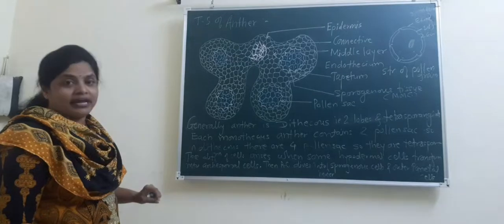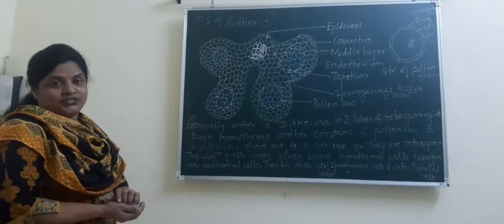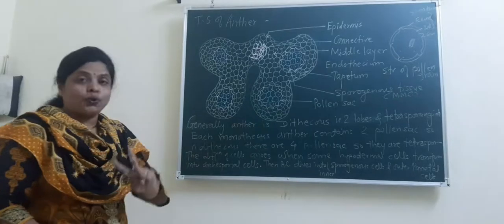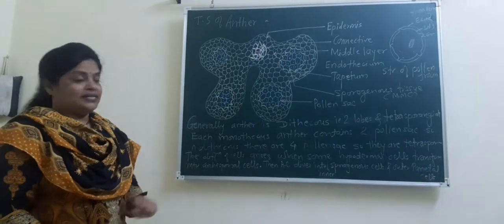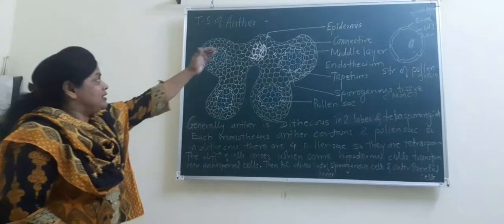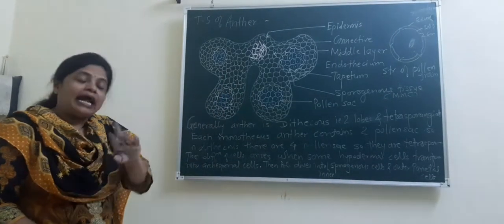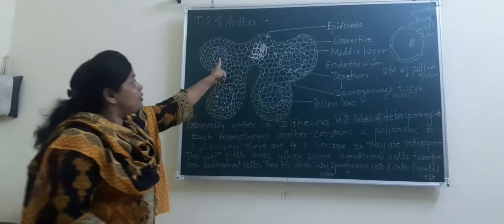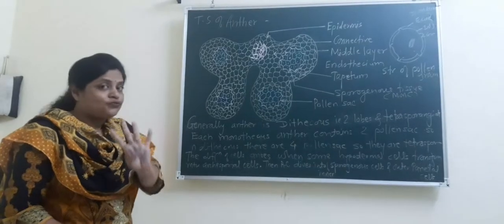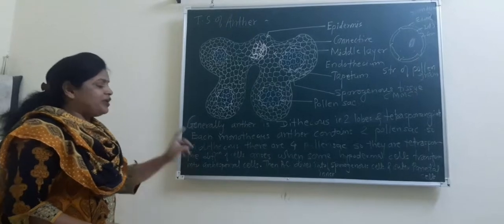In this TS of anther, it shows a four-lobed structure because generally an anther is dithecous. Di means two, that is, two-lobed, and tetrasporangiate. A monothecous anther contains two pollen sacs, mono meaning single, and in a dithecous anther there are four pollen sacs. Hence it is known as tetrasporangiate. Tetra means four, four pollen sacs.